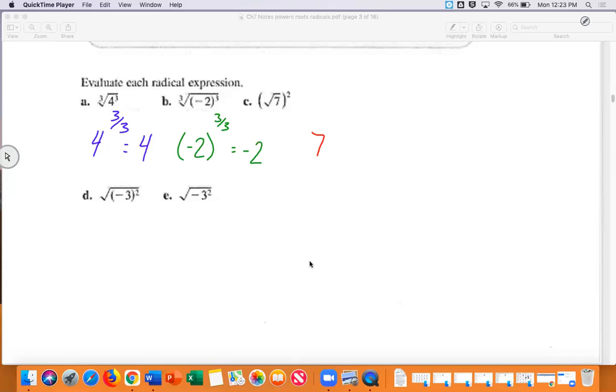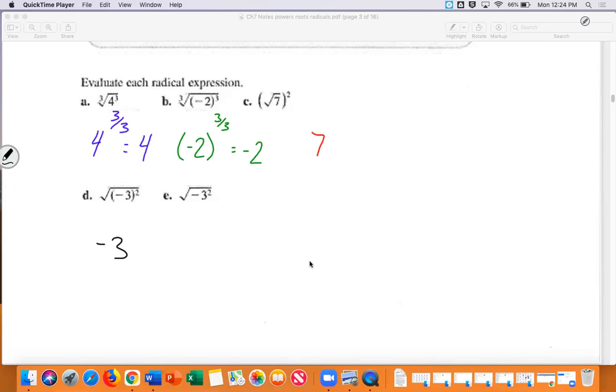So the point of this is they kind of undo each other. Exponents and roots undo each other, right? The cube root of 4 cubed, it undoes each other. The cube root of -2 cubed, well, that undoes each other. The square root of 7 squared undoes each other. Julia, are you okay with that? So what would this one be for D? -3.